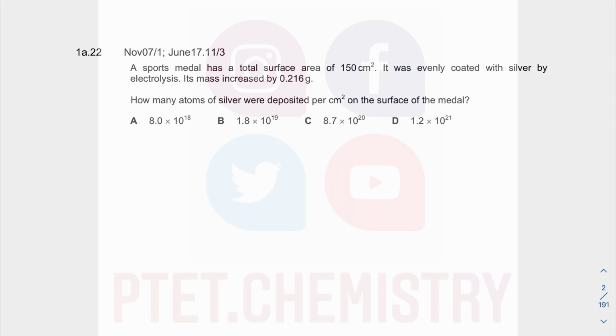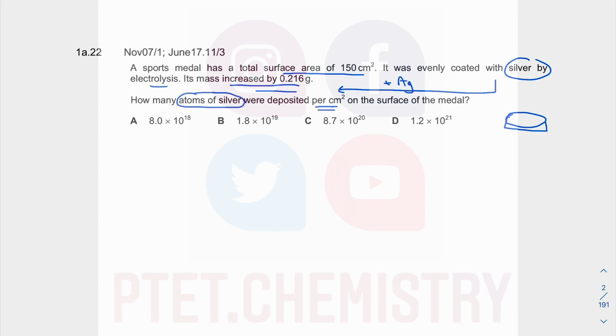In this next question, this is a little bit about electrolysis. We're going to coat it with silver. So this sports medal has a total surface area. You think about the sports medal, usually they are circular like this. Okay, surface area, not the volume, surface area. The mass increased by 0.26 because that is where you add in the silver. So they want how many atoms of silver per cm² of the surface area.